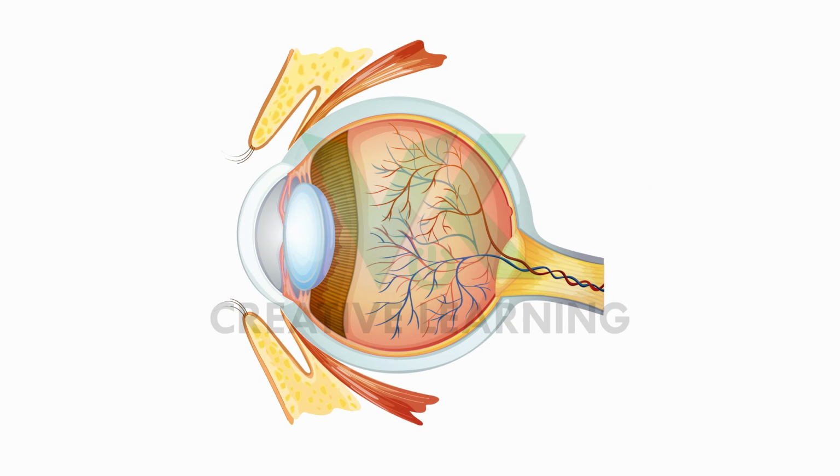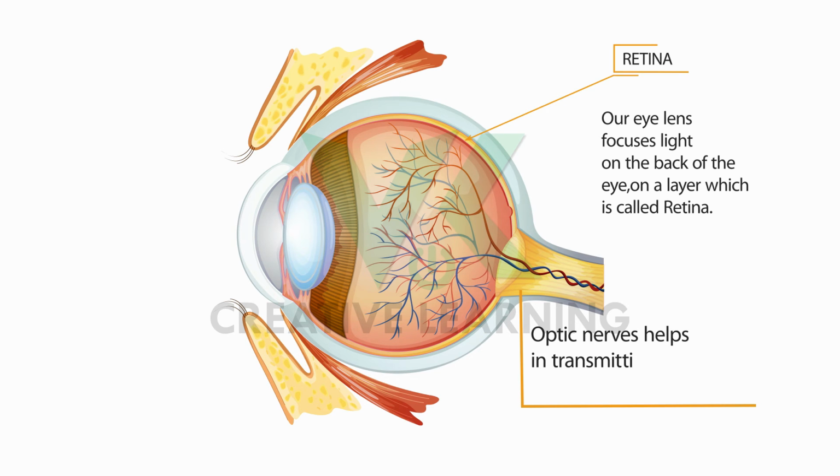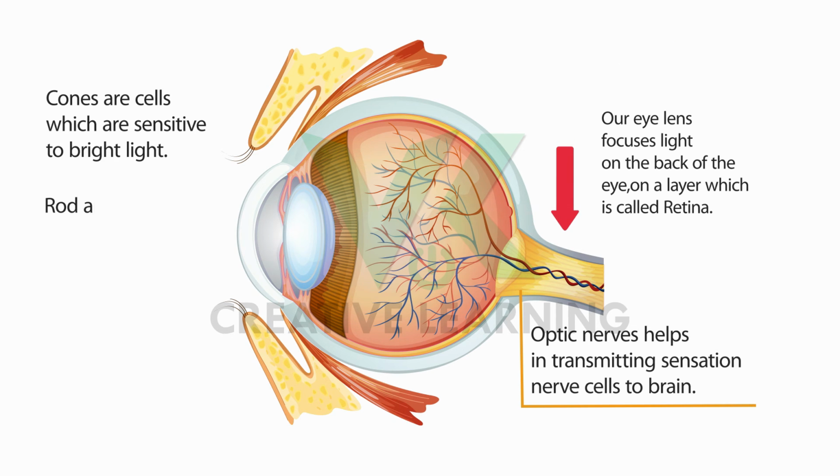Now, another important part of an eye is the retina. Our eye lens focuses light on the back of the eye, on a layer which is called the retina. Retina contains several nerve cells. The optic nerve of an eye performs a crucial role, which helps in transmitting the sensations felt by nerve cells to the brain. There are two types of cells: cones, which are sensitive to bright light, and rods, which are sensitive to dim light.